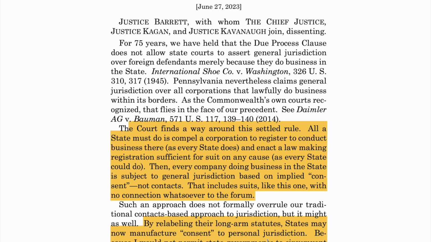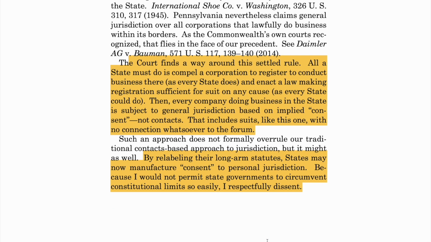The court finds a way around this settled rule. All the state must do is compel a corporation to register to conduct business there, as every state does, and enact a law making registration sufficient for suit on any cause, as every state could do. Then every company doing business in the state is subject to general jurisdiction based on implied consent, not contacts. That includes suits like this one with no connection whatsoever to the forum. By relabeling their long-arm statutes, states may now manufacture consent to personal jurisdiction. Because I would not permit state governments to circumvent constitutional limits so easily, I respectfully dissent.